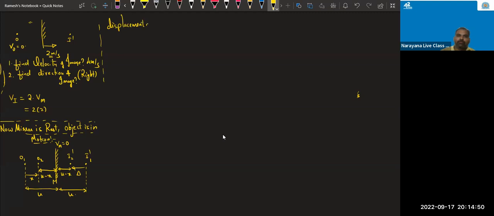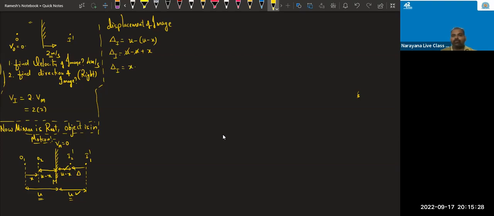What is the displacement of the image? From U I have to subtract U minus X, right? So displacement of image equals U minus (U minus X). Delta I equals U minus U plus X. U minus U cancels. So displacement of image equals X meters.